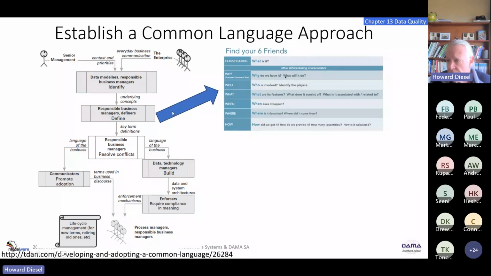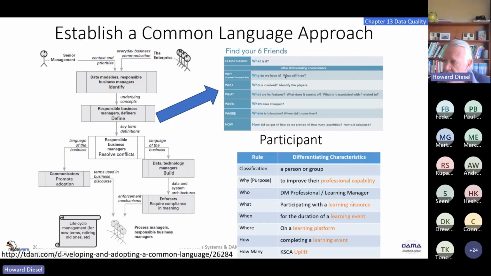And what I like to do is focus on this, which is called writing a business definition. Here are some techniques that we use to define the definition. And there, for example, is a definition that I'm building in terms of what is a participant who engages with learning resources. So you can see I've had to go through this classification. Why do they want to participate? Who is participating? What are they participating with? When, where, how, and how many?